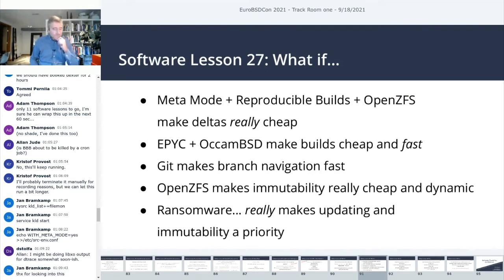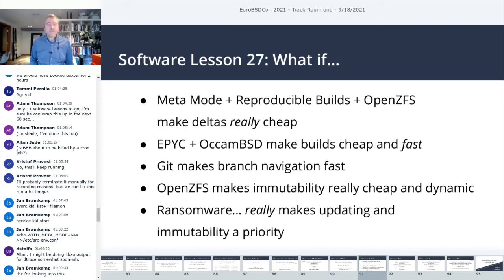So what if you take meta mode, you take reproducible build, you take OpenZFS, and you just bundle it all together. And you slam it on Epic, and you use, say, ccache, so you can build world in like 1 minute, 30 seconds. You can build a kernel in like 7 seconds. And you can iterate for testing really quickly in ways that were not possible. When I sat down to FreeBSD first, people spent every night building and then installing. And wow, that can't be the most efficient way. So, well, that was then.